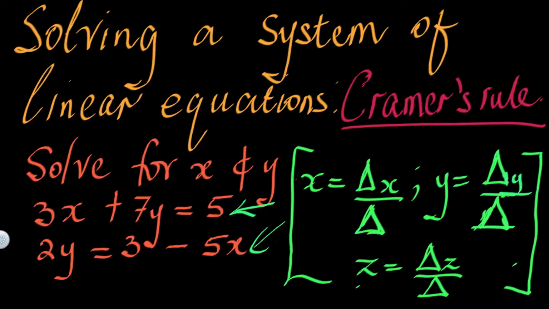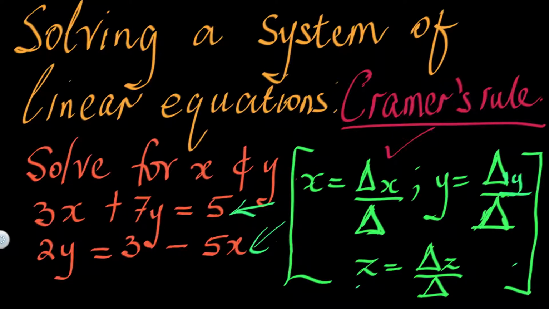Remember, there are other methods that you can use to solve systems of linear equations, but in this case, the specification is that we should use Cramer's rule. So this is Cramer's rule in brief here. x is equal to delta x over delta, and y is equal to delta y over delta, and z is equal to delta z over delta. It does not matter how many variables we have.